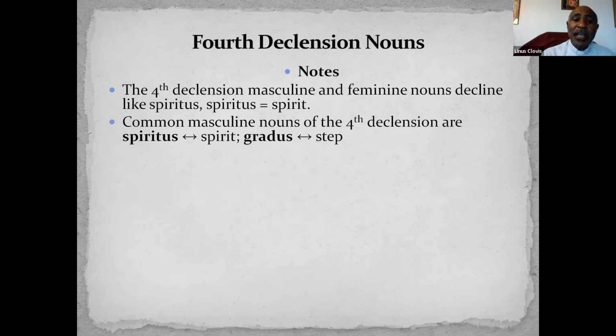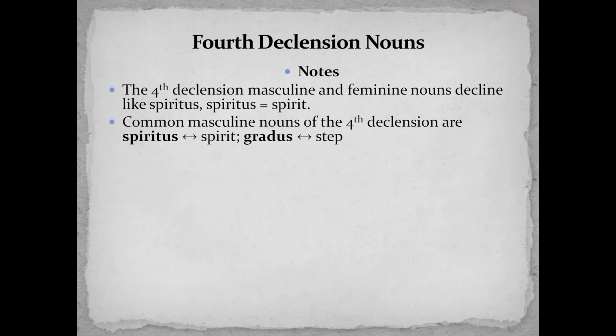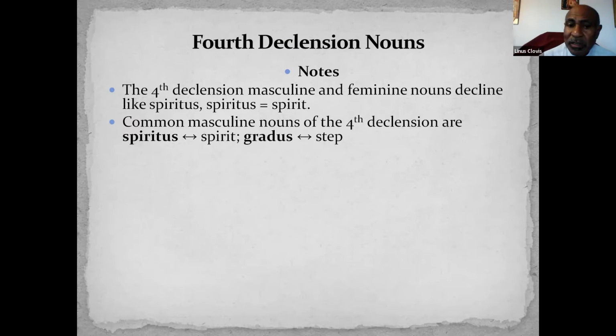So we're going to say common masculine nouns of the fourth declension are spiritus and gradus, a step. Remember, most of the nouns in the fourth declension are masculine. So gradus is a step from which you get grade, gradient, graduate, and so on. A graduate is someone who's progressed out of the school; they've taken a step out of the school to a higher level.